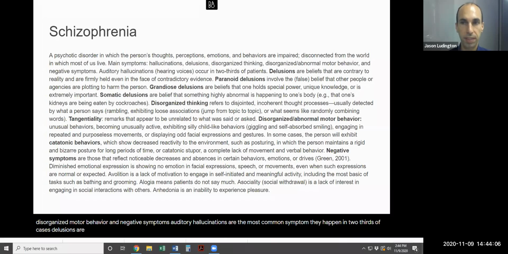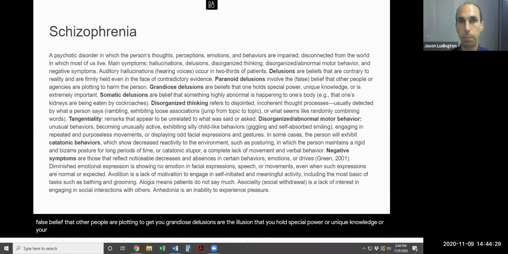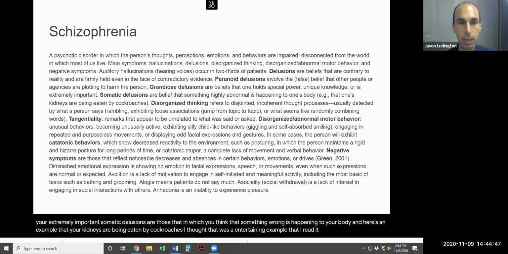Delusions are beliefs that are contrary to reality and firmly held in the face of contradictory evidence. Paranoid delusions involve false belief that other people are plotting to get you. Grandiose delusions are the delusion that you hold special power or unique knowledge or you're extremely important. Somatic delusions are those in which you think that something wrong is happening to your body. And here's an example, that your kidneys are being eaten by cockroaches. I thought that was an entertaining example that I read about.